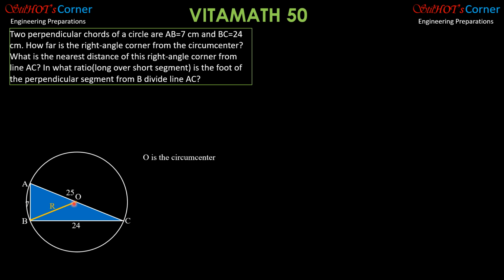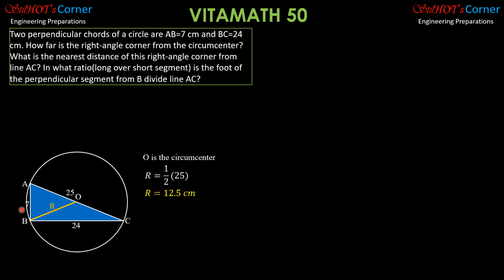And that is R. And R is 1/2 of 25. So R is 1/2 of 25 cm. Therefore, R is 12.5 cm. So R is the distance from the right angle corner, which is point B, from the circumcenter, which is O in this figure. So we have answered the first question. Let's proceed to the second question.